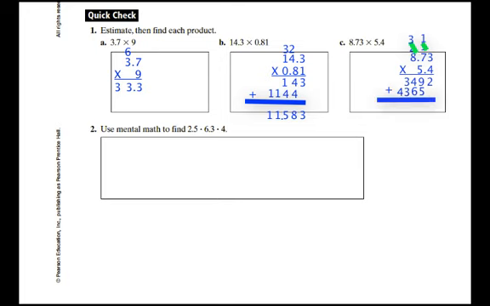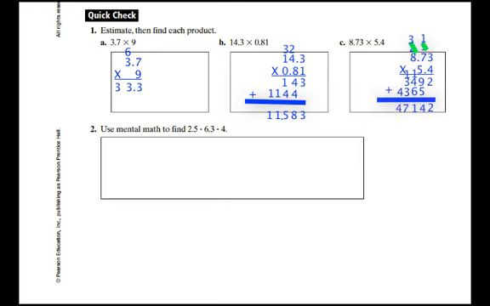2 plus 0 is 2. 9 plus 5 is 14. Record the 4, carry the 1. 1 plus 4 plus 6 is 11. Record the 1, carry the 1. 1 plus 3 is 4. And 4 plus 0 is 4.